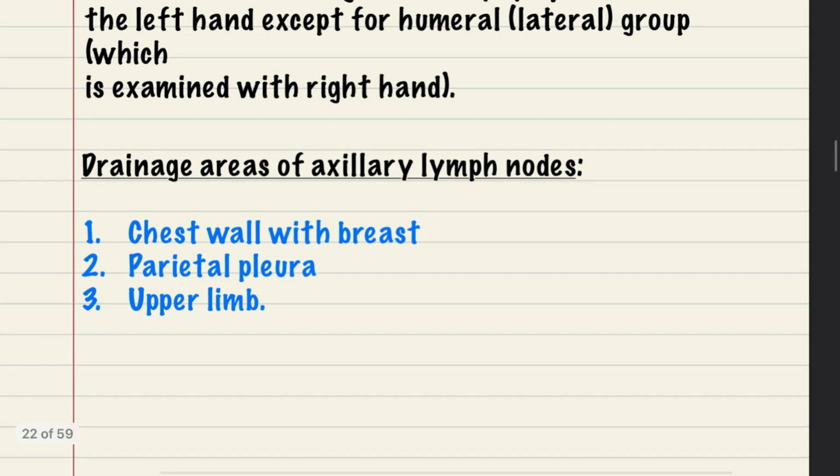Now the drainage areas of the axillary lymph nodes, that is, what are the sites that are drained into the axillary lymph nodes. So the whole of the chest wall along with the breast is drained by the axillary lymph nodes. Then the parietal pleura and the upper limbs are also drained.